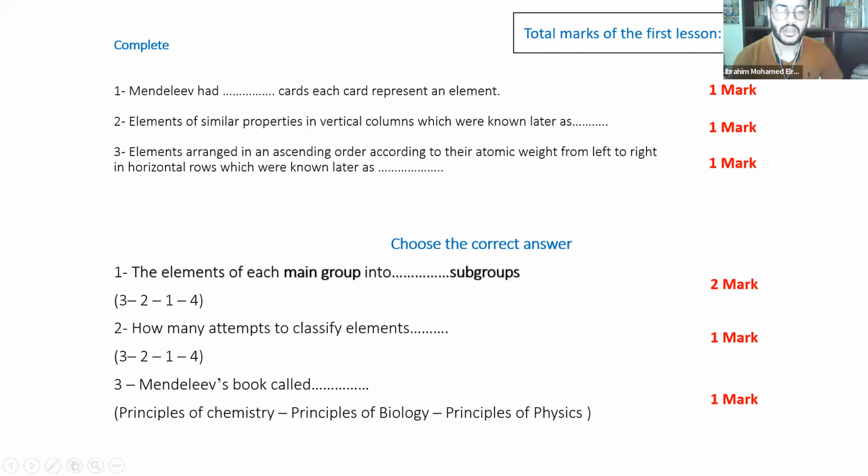The first question is about the elements of each main group divided into two subgroups. How many attempts were there to classify elements? There were 3 attempts to classify elements. Mendeleev's book, I told you about Mendeleev's book, was called Principles of Chemistry. Okay. That was for today.